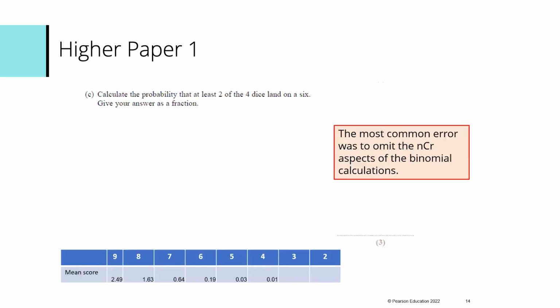And then part C, calculate the probability that at least 2 of the 4 dice land on a 6 and give your answer as a fraction. Again, I've just put at the bottom there the mean score for this question. This one was out of 3.